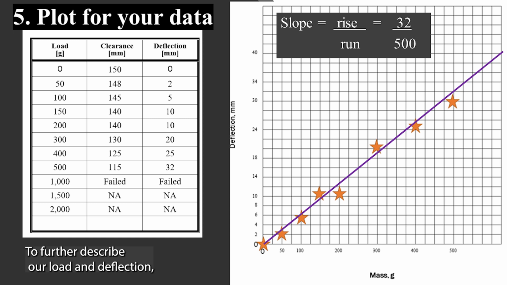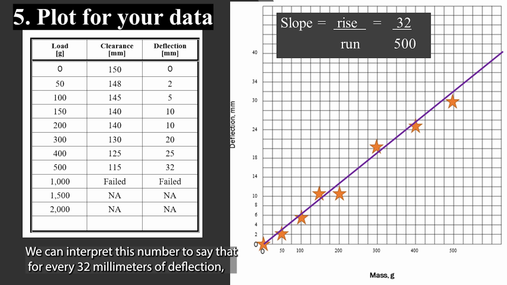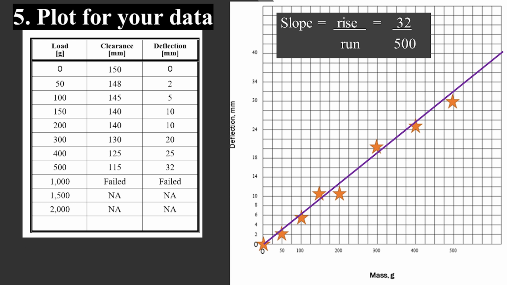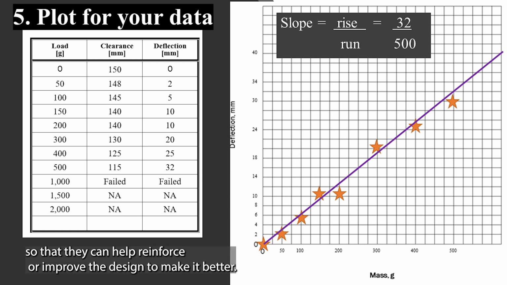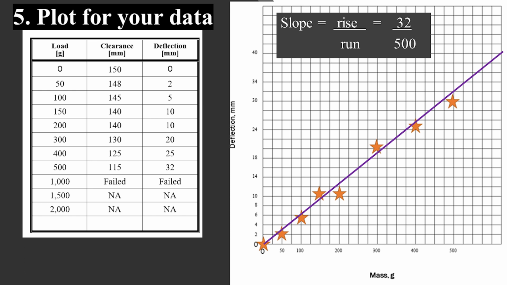To further describe our load and deflection, we can find the slope of this line. Remember, slope is the rise over the run, or the change in y values divided by the change in x values. For this line, the slope is found to be 32 over 500. We can interpret this number to say that for every 32 millimeters of deflection, the bridge has been loaded with 500 grams. Engineers use this kind of data to find where the maximum deflection will occur in a design, so that they can help reinforce or improve the design to make it better.